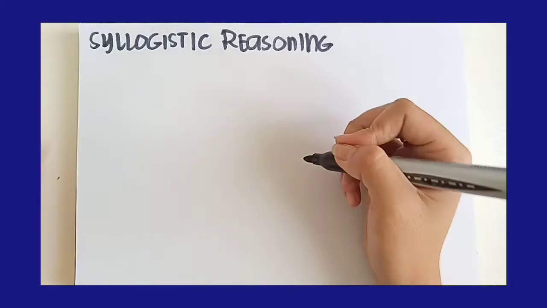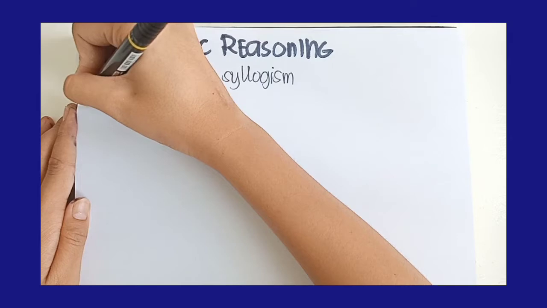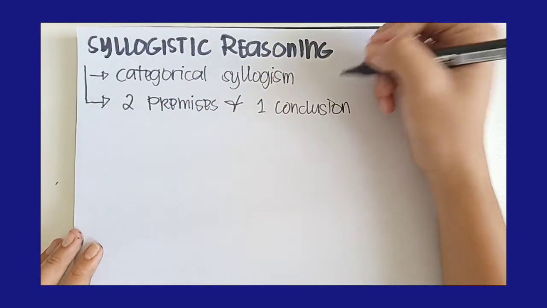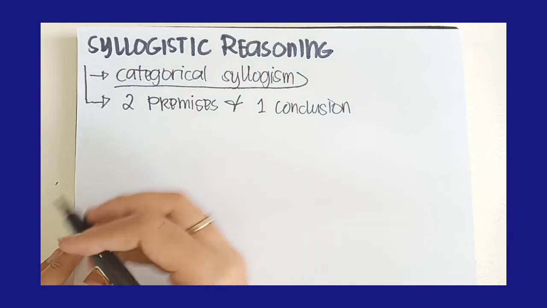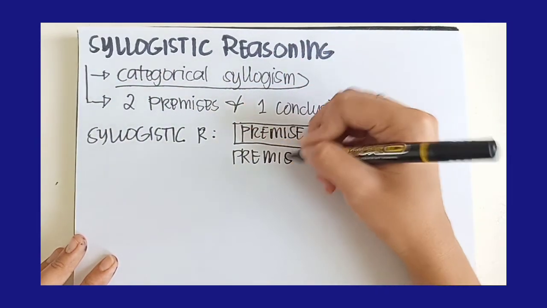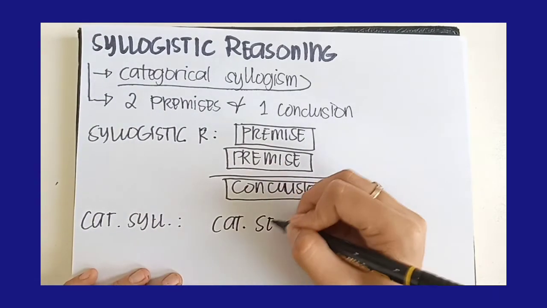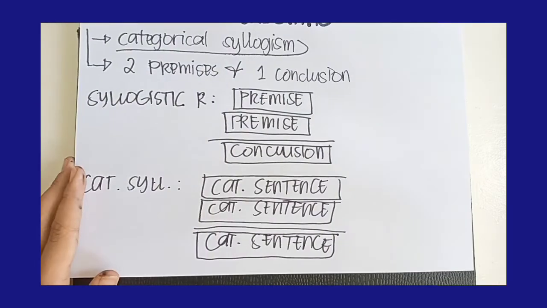The second type of deductive reasoning is syllogistic reasoning, which is based on categorical syllogism. It is a deductive argument that involves drawing conclusions from two premises. Categorical syllogism is a specific term which is composed of three categorical sentences. To illustrate, in syllogistic reasoning, we have two premises over one conclusion. And for the categorical syllogism, we have two categorical sentences over a categorical sentence.